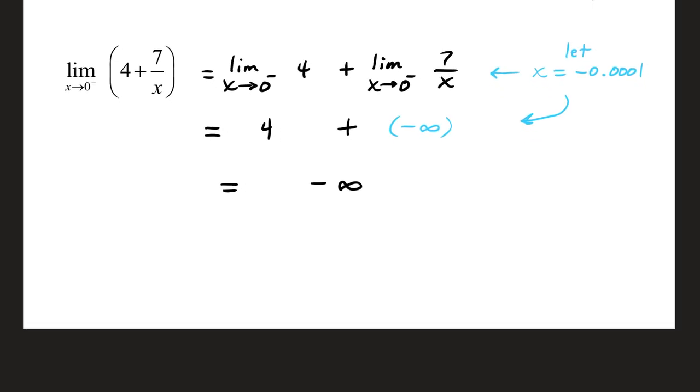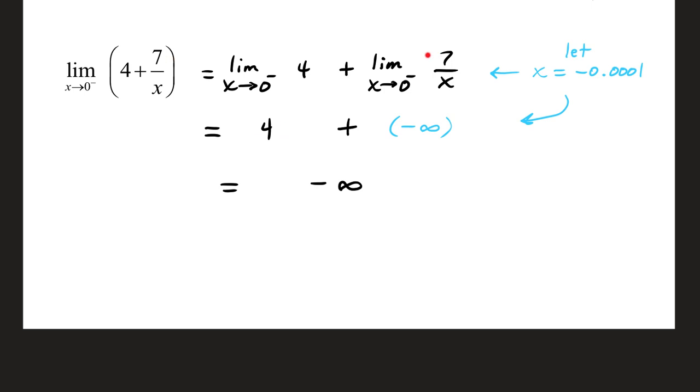Find the limit as x approaches 0 from the left. We have the limit of 4 plus 7 over x. If you want to split this up, you can. You absolutely don't have to. If you split, this first limit is just a constant of 4.